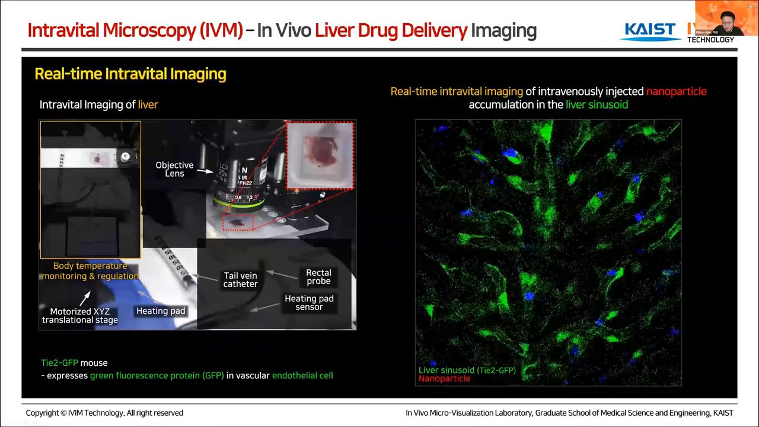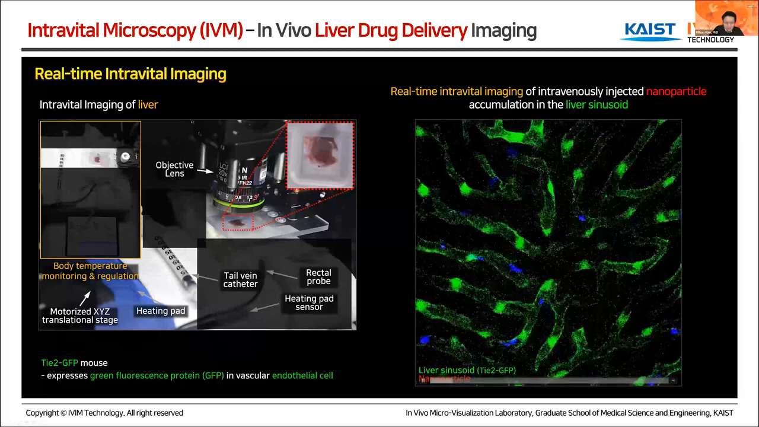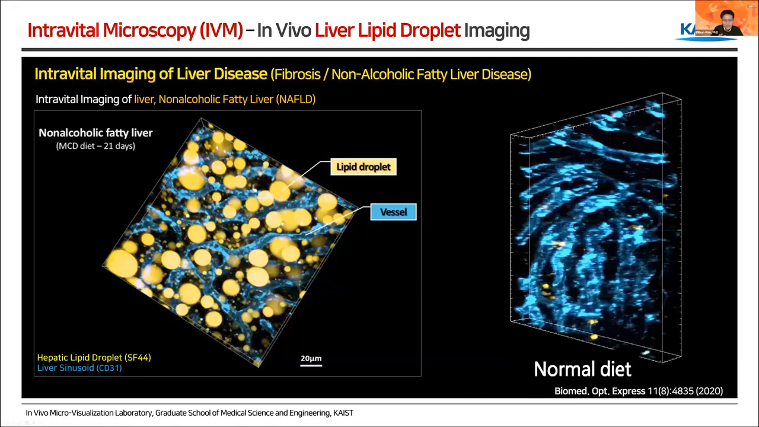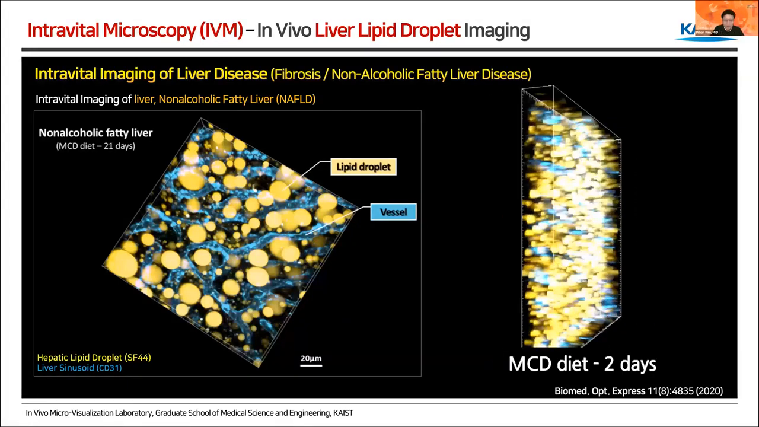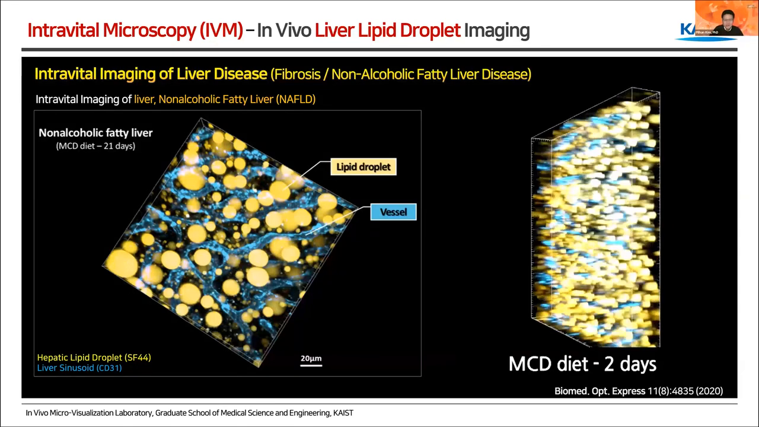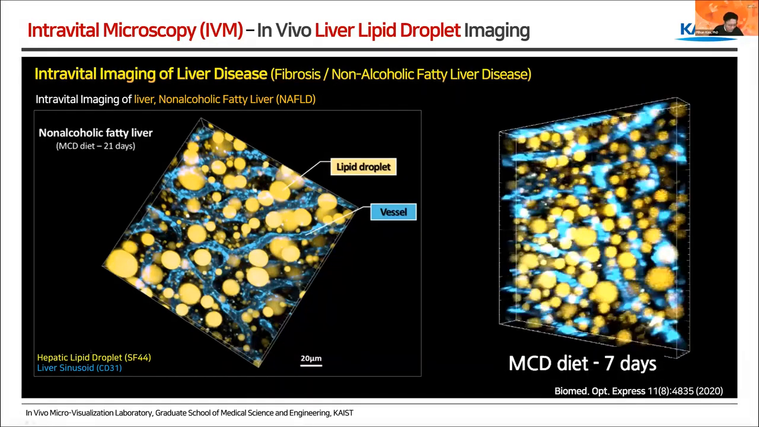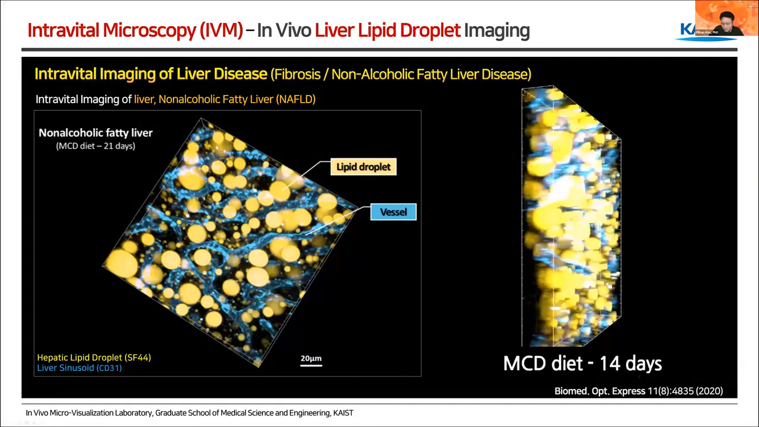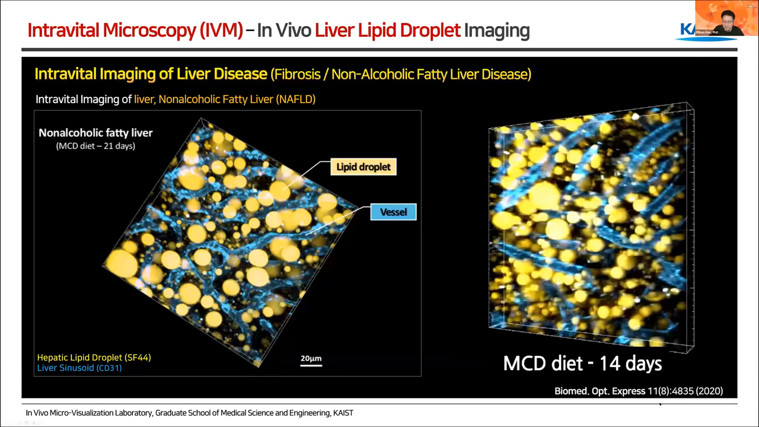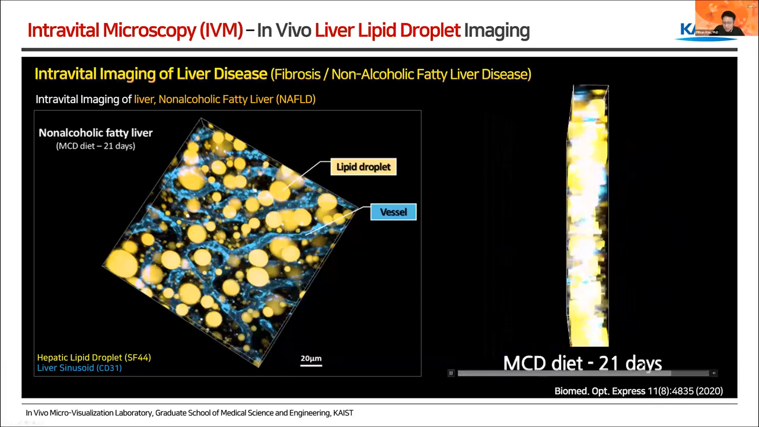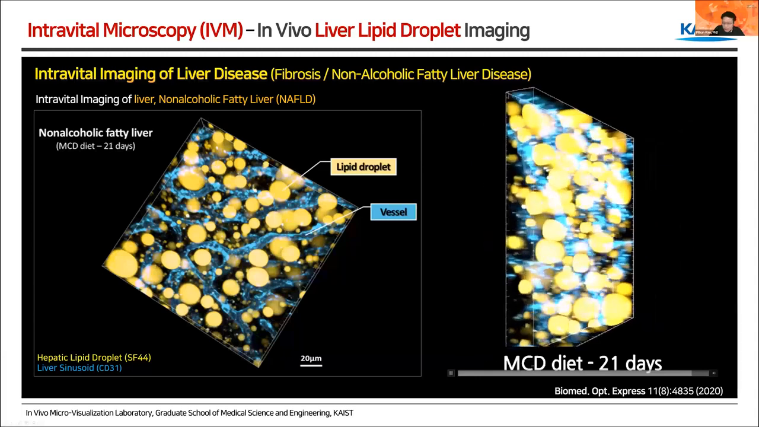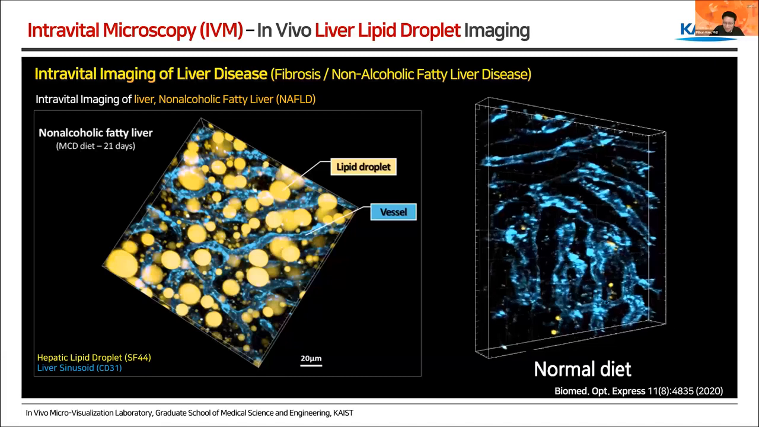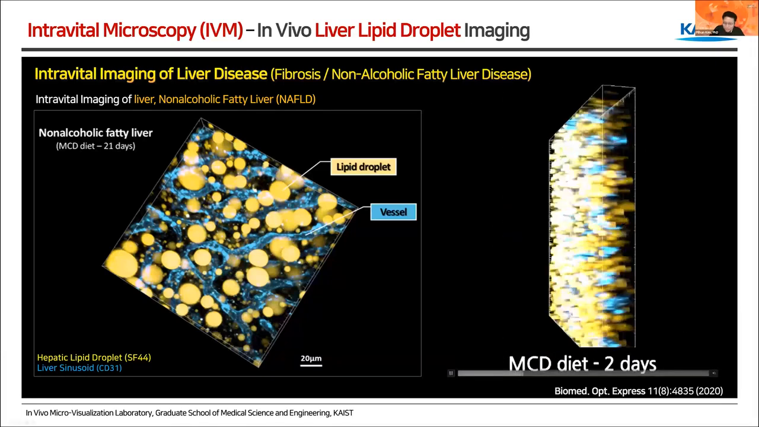And then this is the liver imaging. So I already explained, so I'll just go on. In the liver, this is just one example, we can monitor the development and accumulation of lipid droplets. This lipid droplet was labeled by the SF44 dye. And this is actually 3 weeks of images, 21 days of a special diet inducing the development of lipid droplets inside the liver. So these are 2 days.